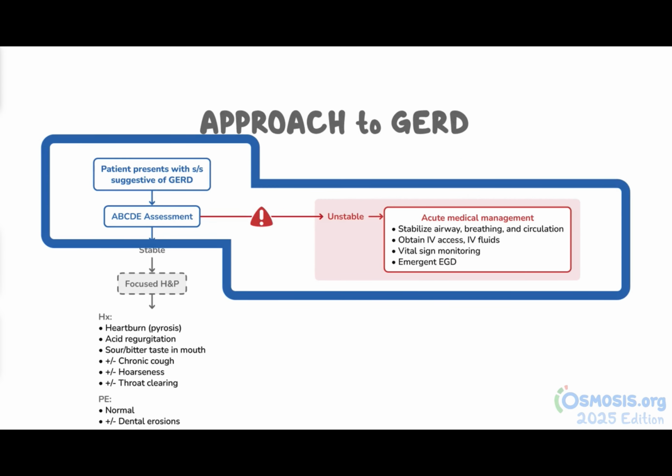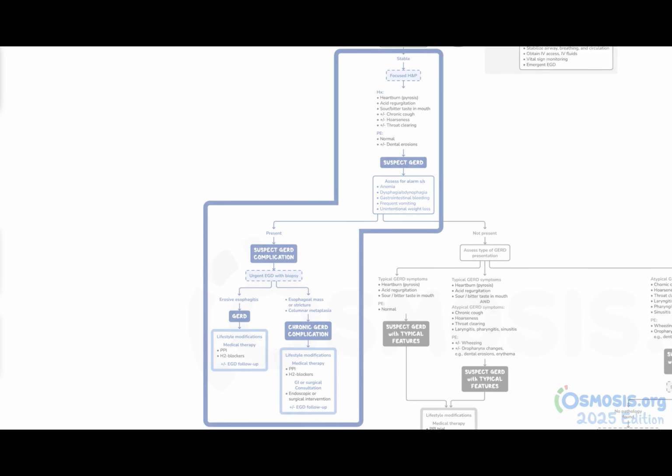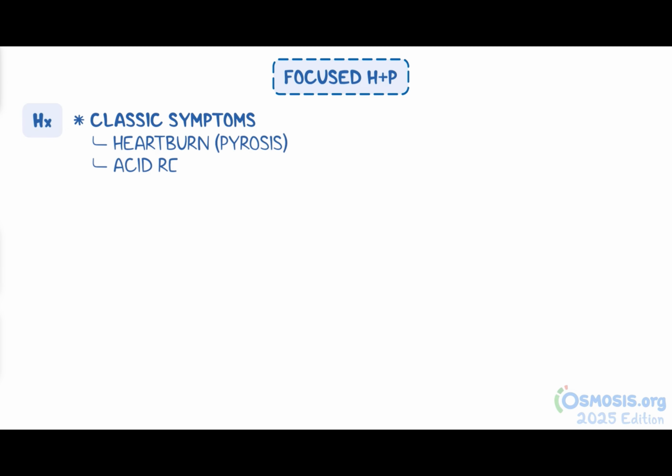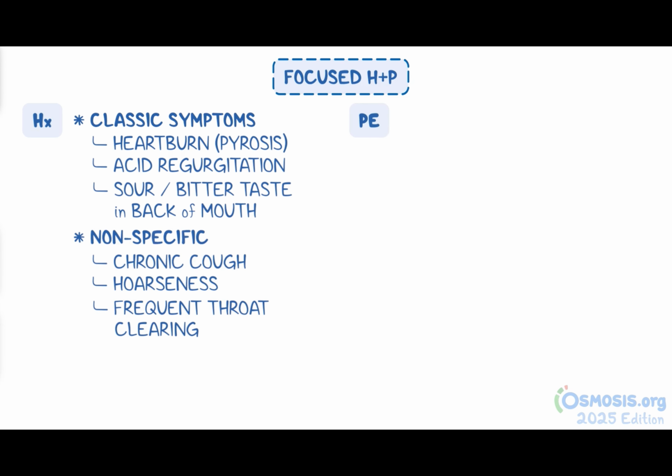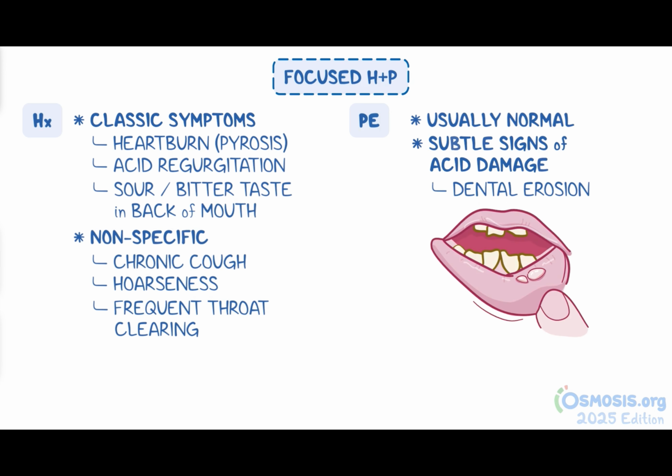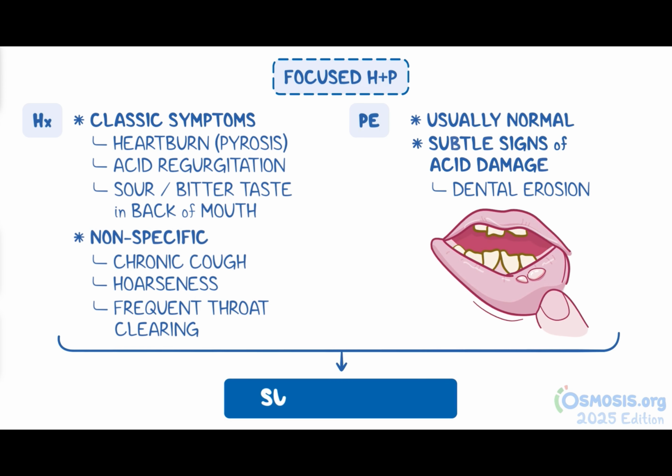Now, let's go back and take a look at stable patients. In this case, start with a focused history and physical examination. Individuals with GERD might report classic symptoms like heartburn, also known as pyrosis, acid regurgitation, or a sour or bitter taste in the back of the mouth. Some might also experience nonspecific symptoms, such as chronic cough, hoarseness, or frequent throat clearing. On physical exam, findings are usually normal. However, in some cases, you might notice subtle signs of acid damage, such as dental erosion. If your patient reports any of these symptoms, suspect GERD.